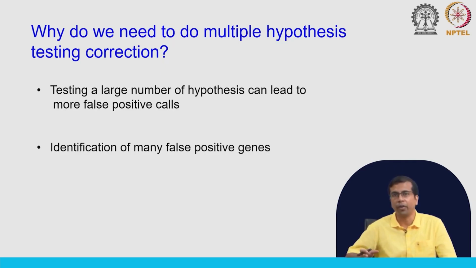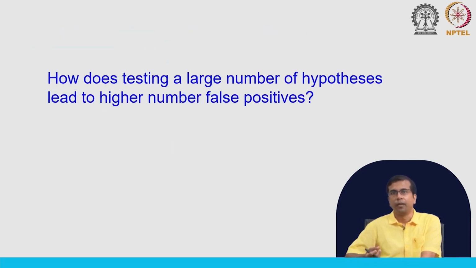So we want to avoid these false positive genes or false positive calls, and this is true for many situations where you are doing this kind of multiple hypothesis testing. So the question now is, how does testing a large number of hypotheses lead to a higher number of false positives? I just mentioned that if you test a large number of hypotheses, you will get more false positives. So the question is why, and how does this happen?